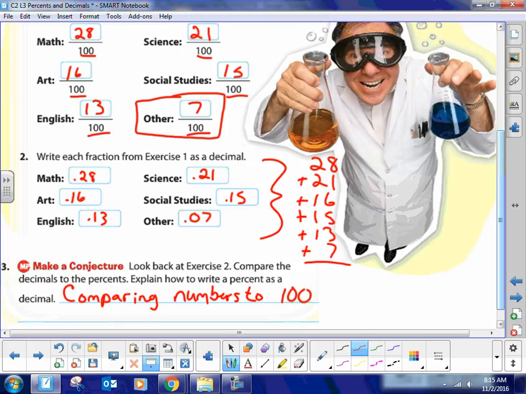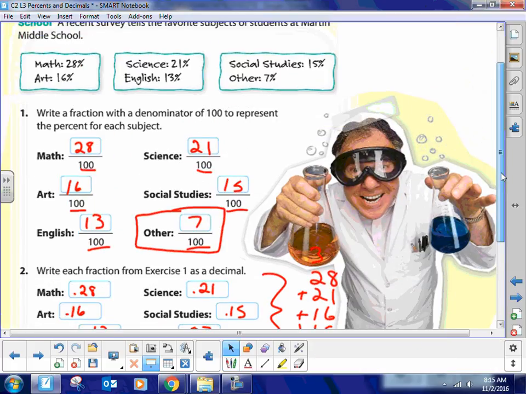Okay? 8 plus 1 is 9. 9 plus 6 is 15. 15 plus 5 is 20. 20 plus 3 is 23. 23 plus 7 is 30. 0, carry the 3. 3 plus 2 is 5. Plus 2 is 7. Plus 1 is 8. Plus 1 is 9. Plus 1 is 10. Okay? Because recognize that up here, they gave us percents.